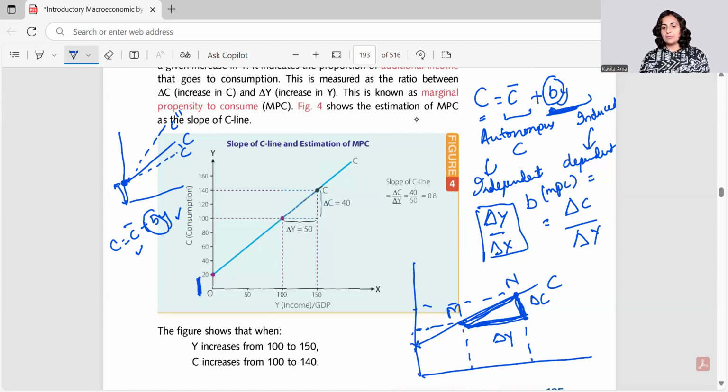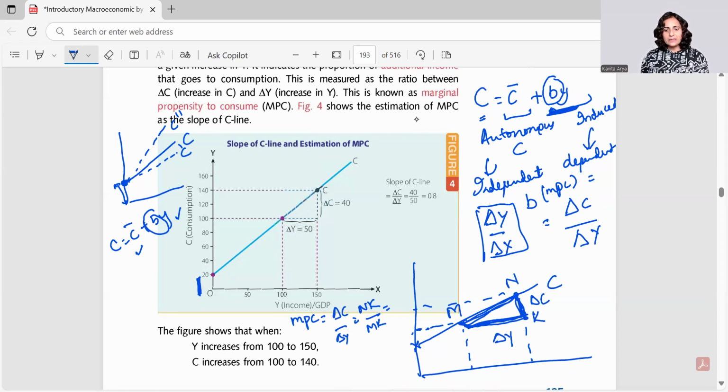That is nothing but, you may write any name, say K. So how would you showcase it? How have you to give the value of MPC? MPC is delta C by delta Y in this diagram. Delta C is NK by MK, and NK as is shown here, if you incorporate this also.